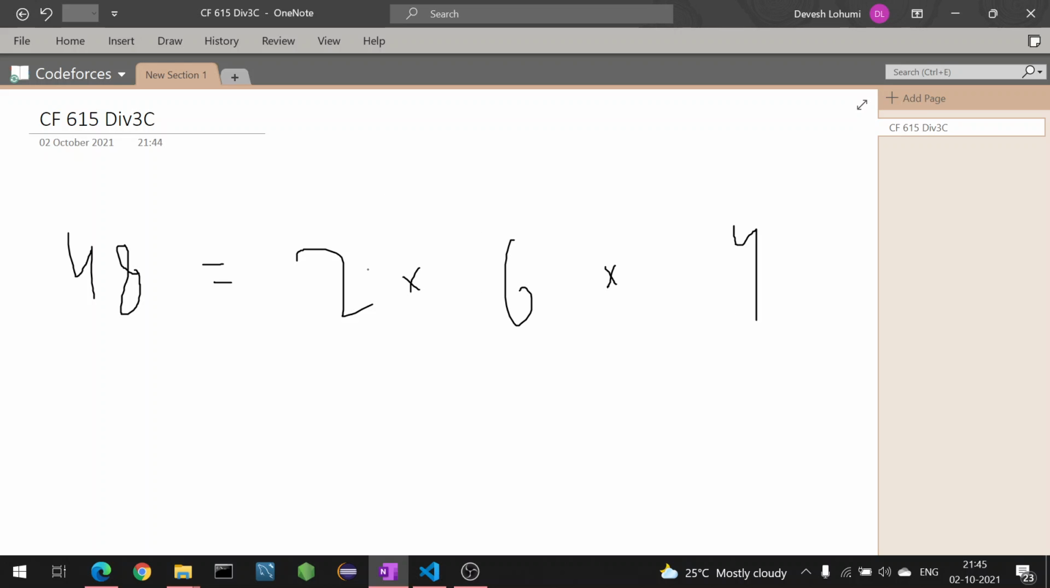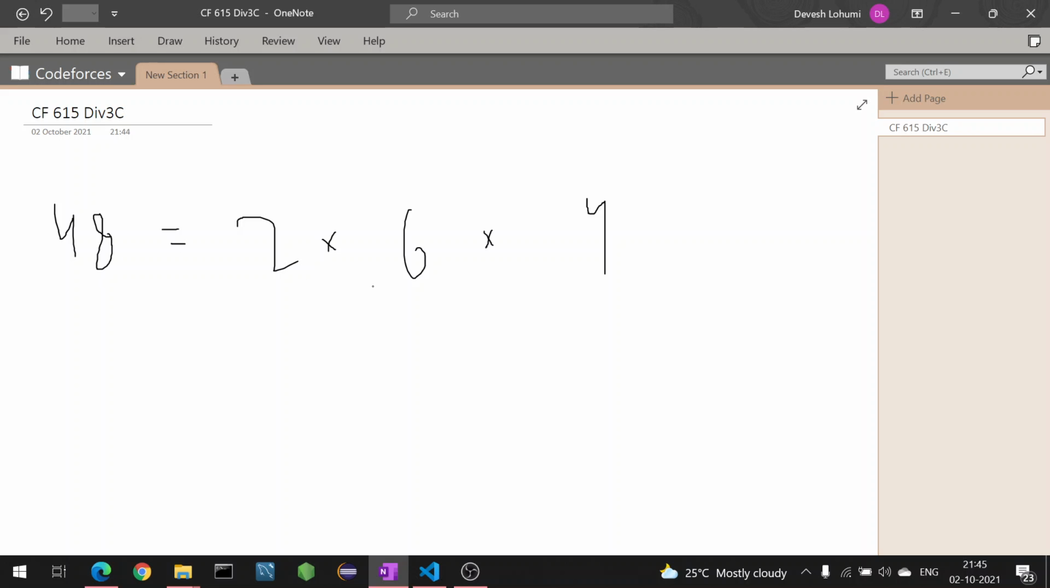Now what you can observe here is that 48 is the product of three of its divisors, right? And each of these divisors has some particular prime factorization. So 2 can be written as 2 power 1, 6 can be written as 2 power 1 times 3 power 1, and 4 can be written as 2 squared. So this is n and this is a, b and c.